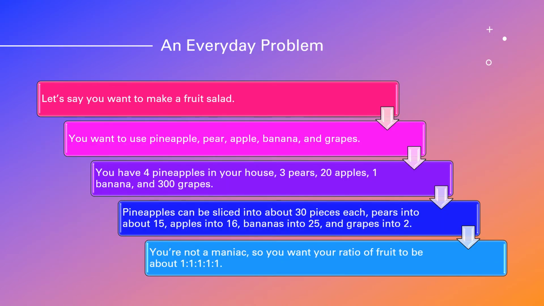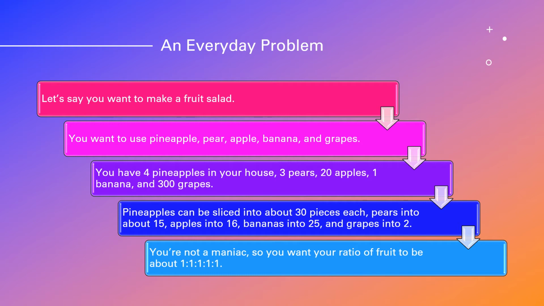Let's start out with a real-world example. Let's say you're trying to make a fruit salad. You want to make this fruit salad using pineapple, pear, apple, banana, and grapes, which honestly doesn't sound very good to me, but whatever. In your kitchen, you have 4 pineapples, 3 pears, 20 apples, 1 banana, and 300 grapes. You counted. Not sure why.